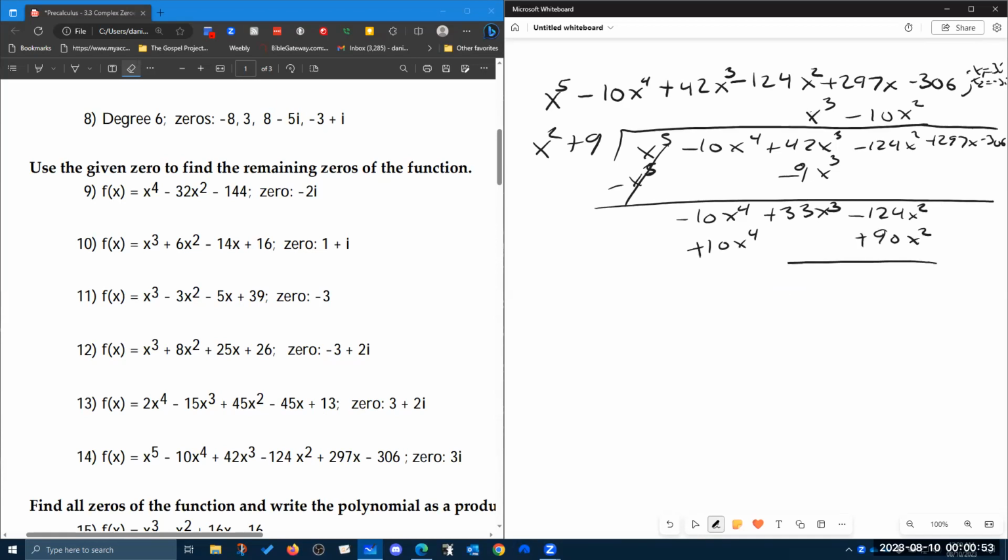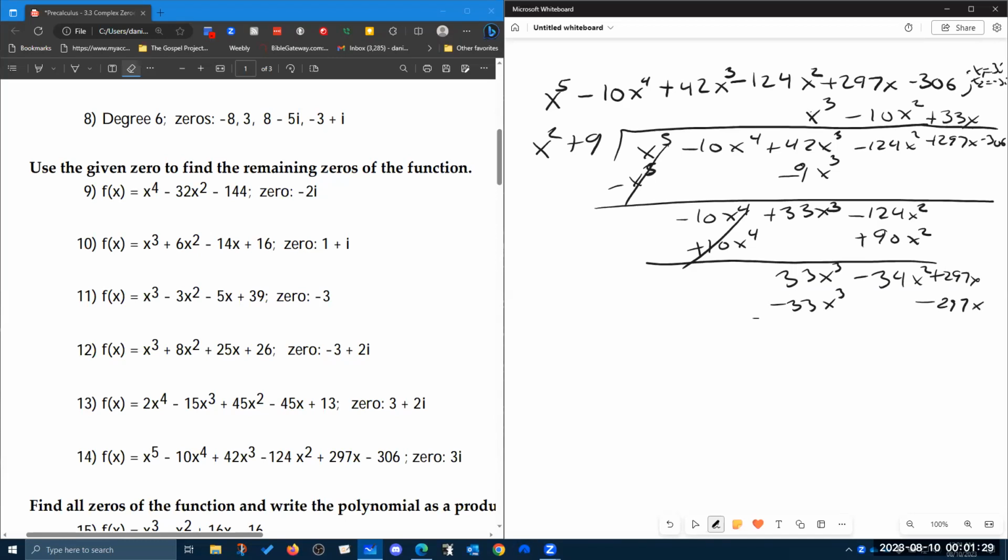Change my signs and add. 33x to the 3rd minus 34x squared plus 297x. Plus 33x, 33x to the 3rd, 27 and 2 is 29x.